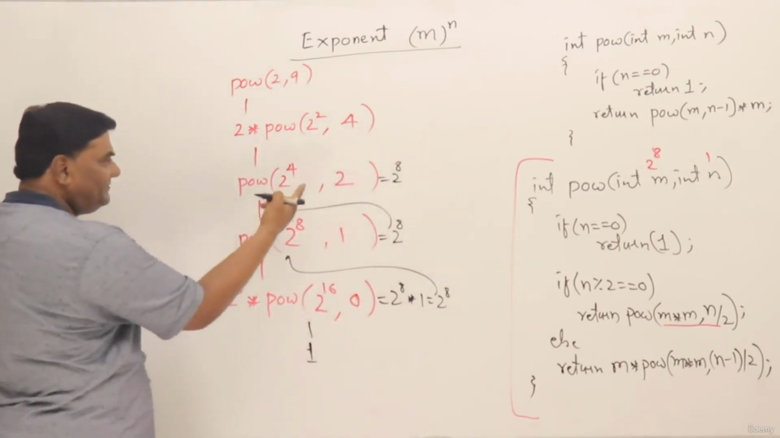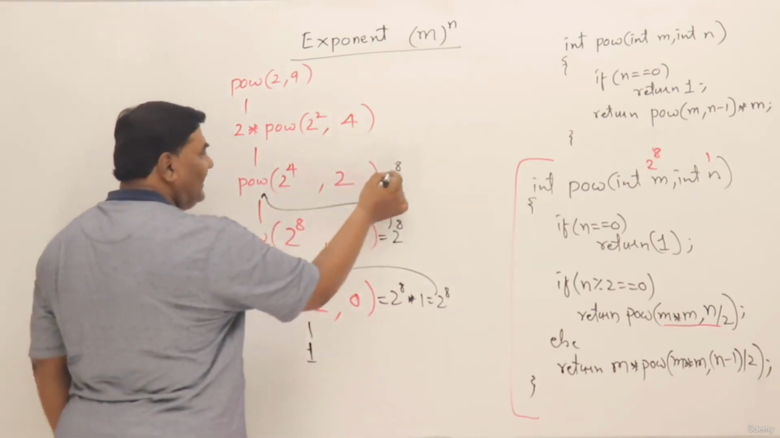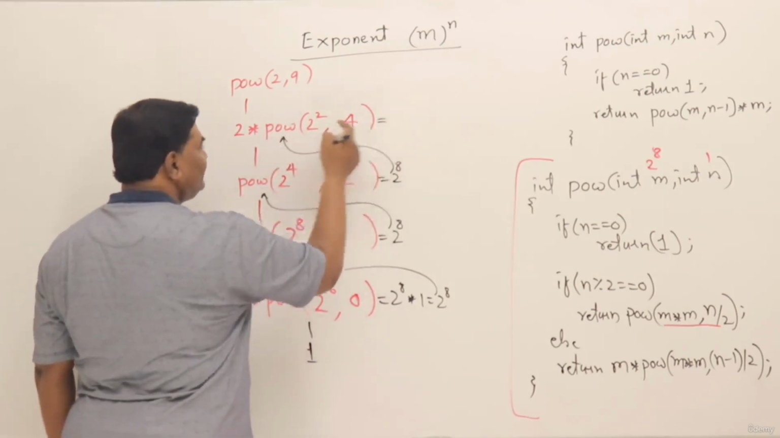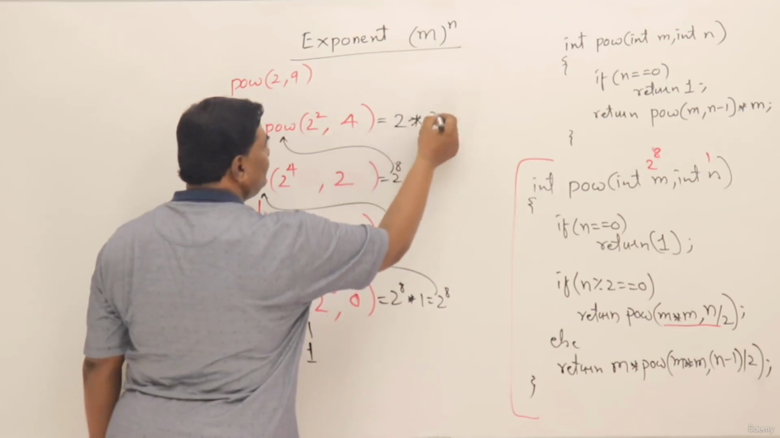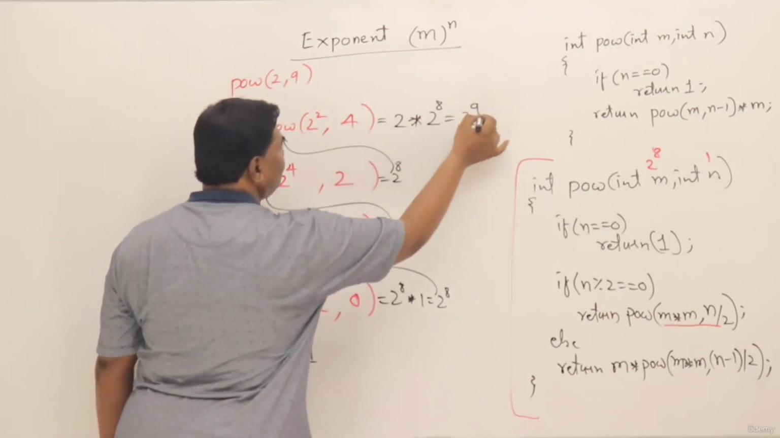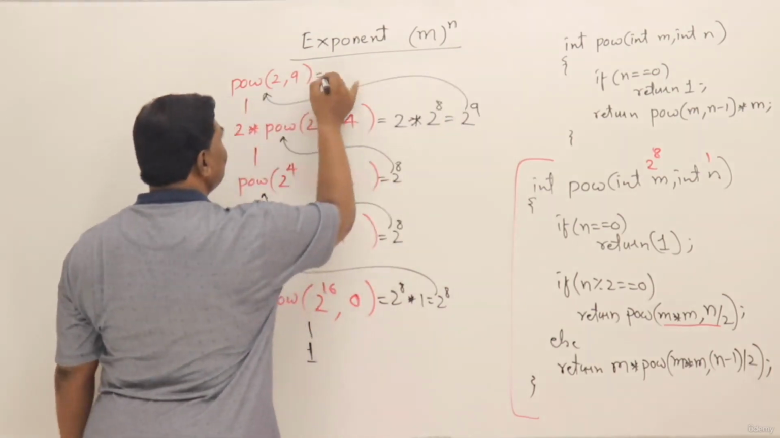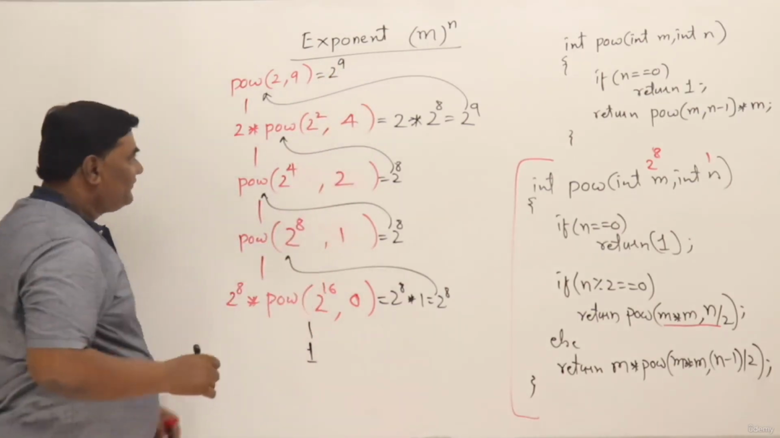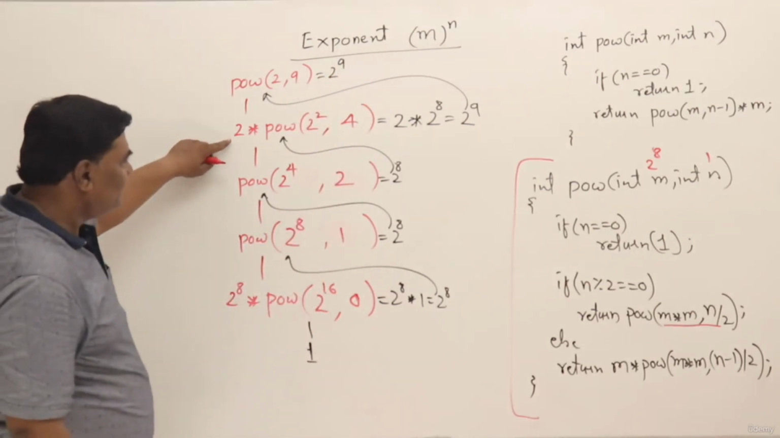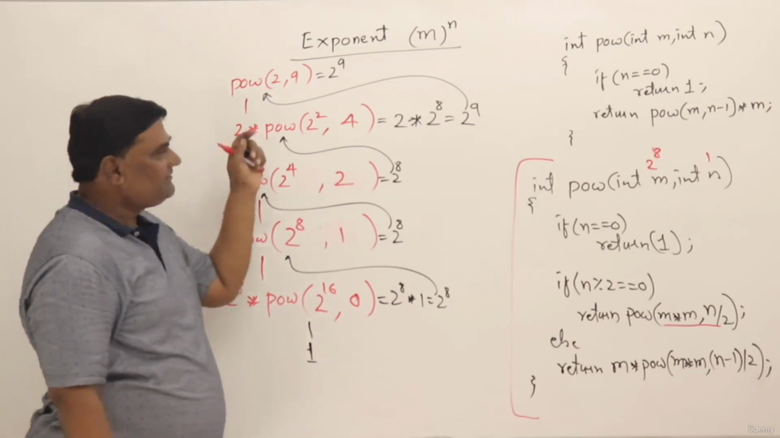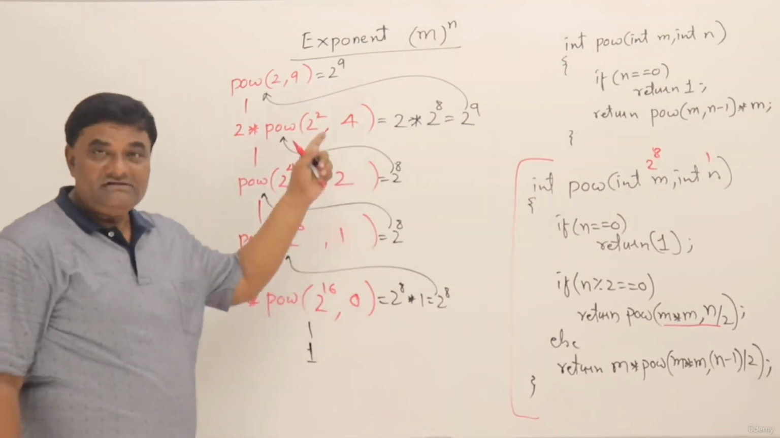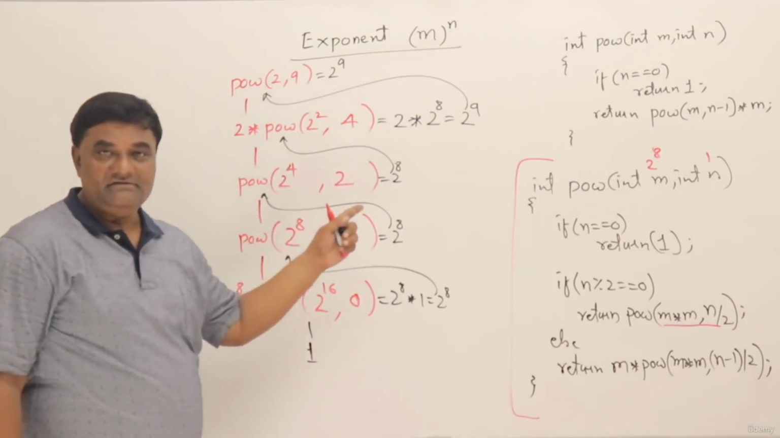There is no multiplication there. Just return. And 2 power 8 goes here. So this is 2 into 2 power 8. So this is 2 power 9. And 2 power 9 goes here. So wherever the call was for an odd number, there is one multiplication. For an even number, there is no multiplication. Simply it returns the value. So finally we got the answer, that is 2 power 9.